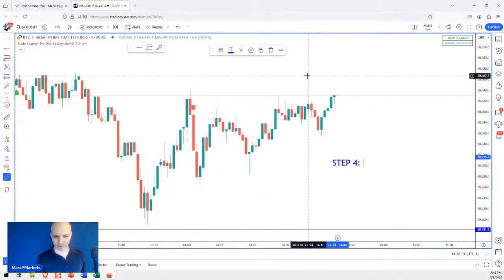No, look at Nima's answer. Nima says confirmation. How do we find confirmation? Steen got it. You wait for a signal. Very simple. Step 4 is wait for signal. That is confirmation. Like I said earlier, the TradeScanner Pro is a confirmation tool.